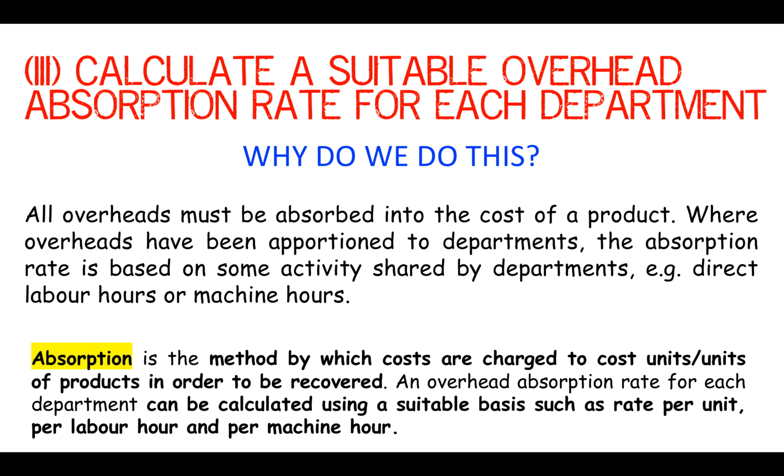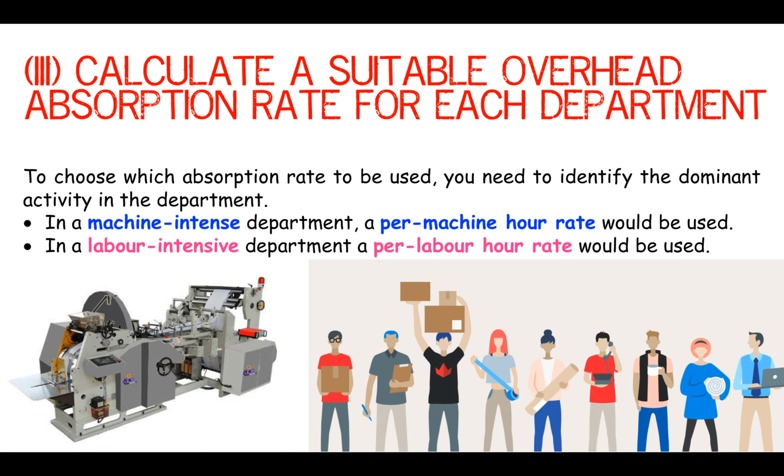Absorption is the method by which costs are charged to cost units or units of products in order to be recovered. An overhead absorption rate for each department can be calculated using a suitable basis such as a rate per unit, per labour hour and per machine hour. To choose which absorption rate to be used, you need to identify the dominant activity in the department. So in a machine intensive department, a per machine hour rate would be used, and in a labour intensive department, a per labour hour rate would be used.